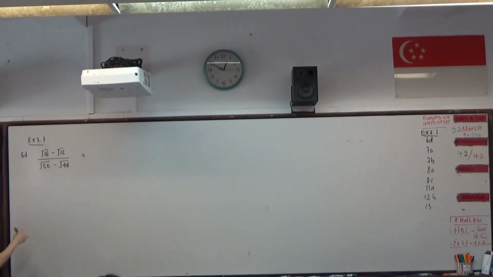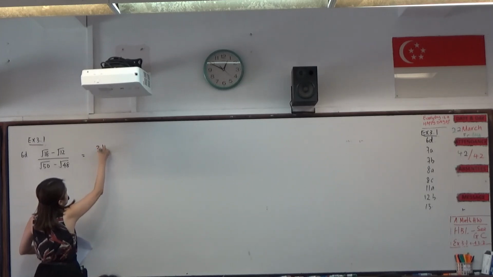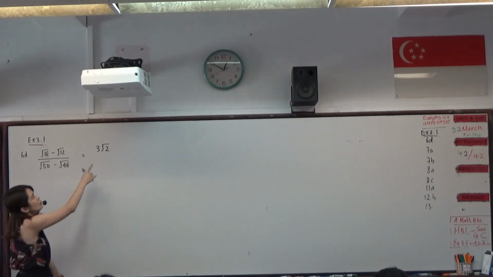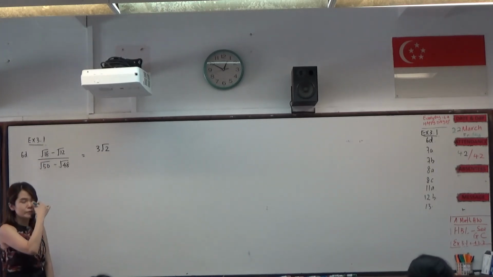So square root 18, we know that it is 9 times 2, for which it will simplify to be 3 square root 2. We know that whenever we want to simplify surds, we need to actually identify all the perfect squares. So 18 being 9 times 2, square root of 9 is 3, that's why 3 square root 2.